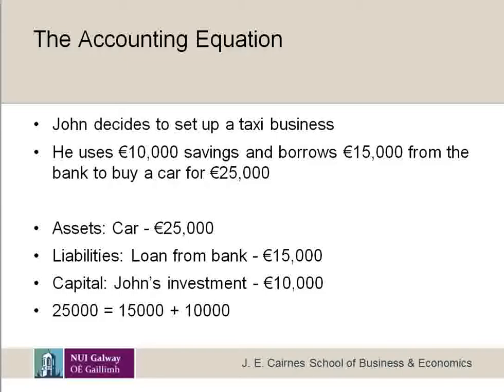So if we put this in terms of our accounting equation of assets equals liabilities plus ownership interest, we'll have our 25,000 euro car is equal to our 15,000 euro loan plus our 10,000 euro savings investment.